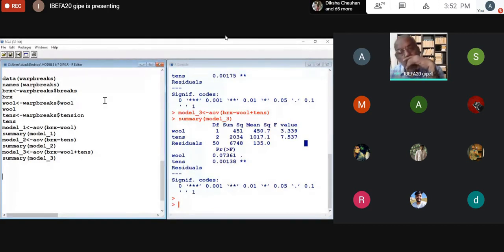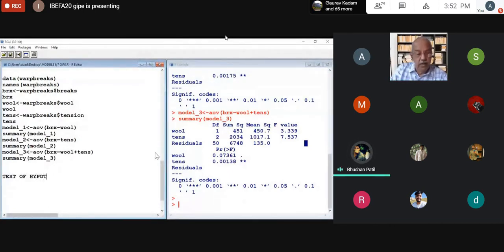So, this is testing of hypothesis on mu. One variable, which is breaking strength, has been distributed into two different groups. That is, first is type and then the tension strength. Two independent groups. Yeah. Got it.